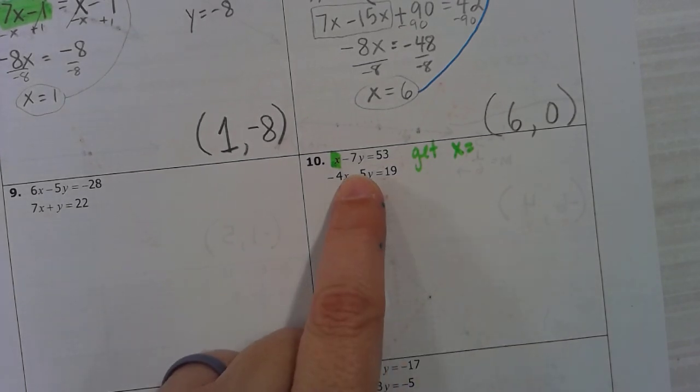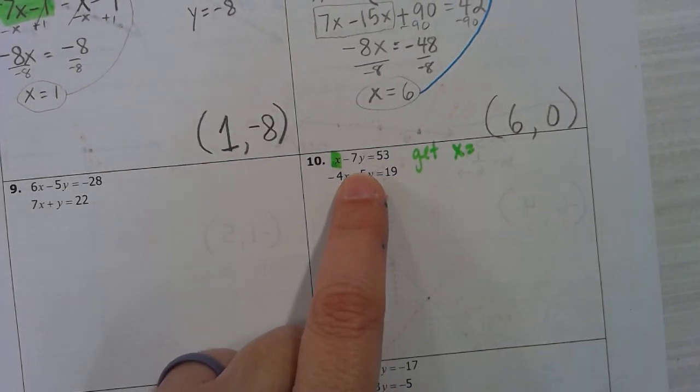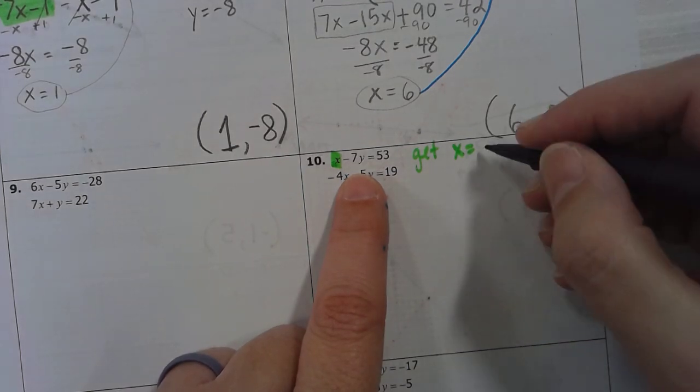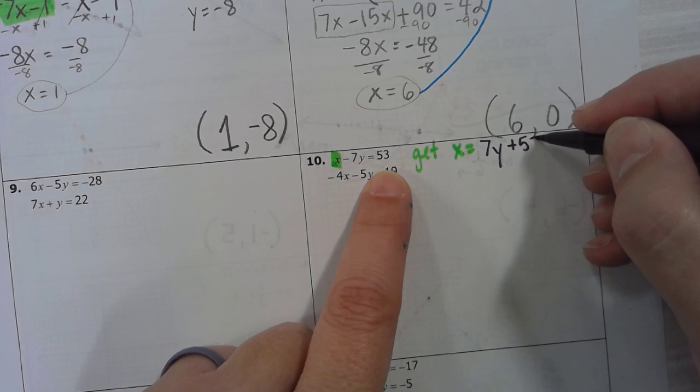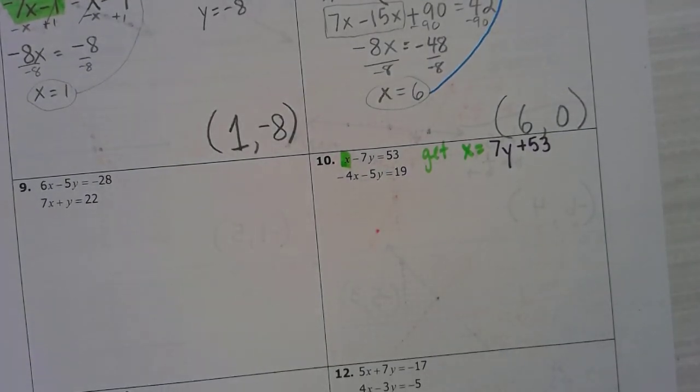Got to get rid of that minus 7y. So when we push that over to the other side, it becomes plus 7y. And then the 53 doesn't move, so it just stays plus 53. So you see how easy that was to get x by itself? That's when I would use substitution, if it's super easy to get one of your variables all by itself.